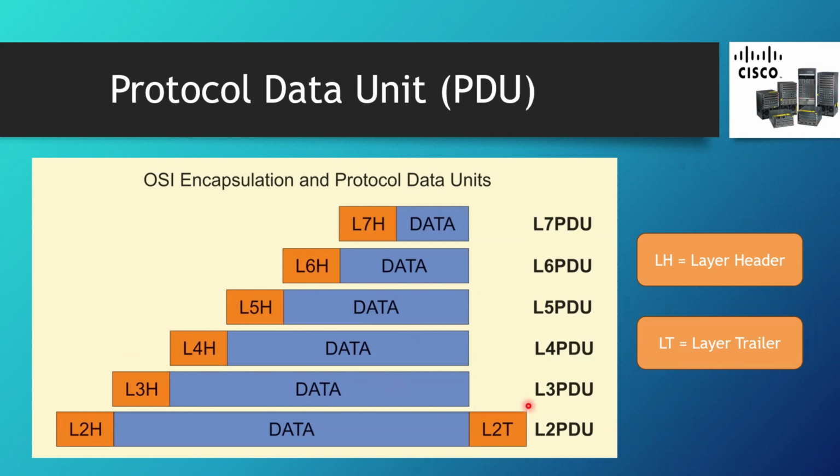And only at layer 2 do we have the trailer. The trailer contains the frame check sequence. This is one of the mechanisms that ensures that in layer 2, our frame is error free.